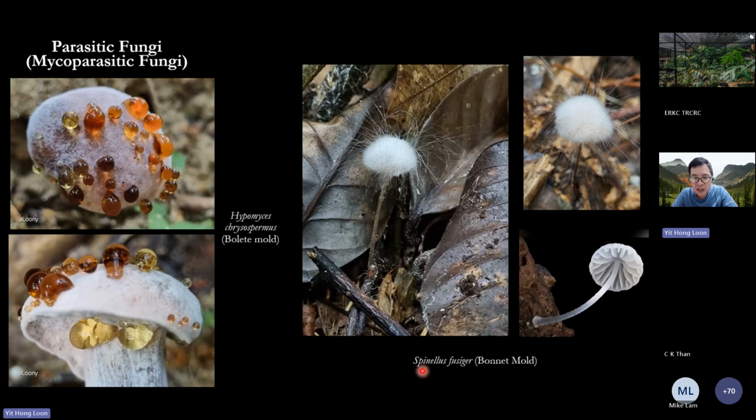Then this is a Spinellus bonnet mold. This is a normal fungi, Mycena. So the parasite fungi will grow on top of the cap. For this fungi, it won't kill the host, but it only uses the cap as a vessel to grow. So actually the mushroom, the Mycena, still survives.